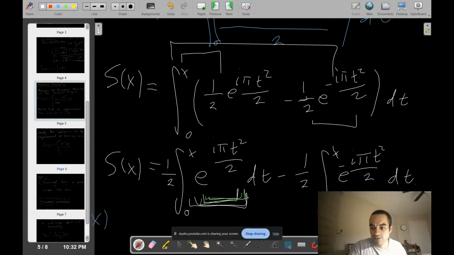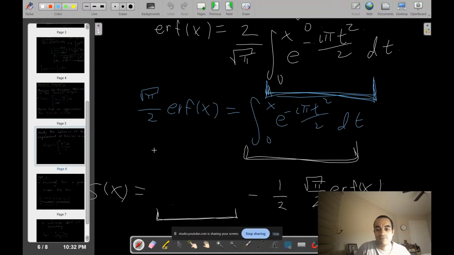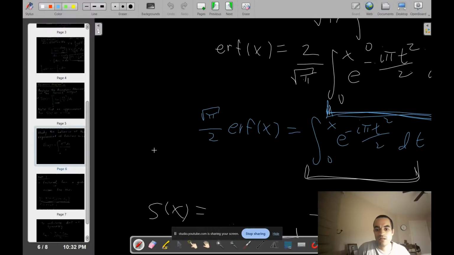This e to the negative i pi t squared over 2 is the error function, right? Because the error function is 2 over root pi times the integral from 0 to x of e to negative t squared dt. We can see that this portion here is the error function, so we can replace that with the error function. I have to rearrange that integral by multiplying both sides by root pi over 2 to get that in. So we have the second part of the integral, not the first part, if that makes sense.